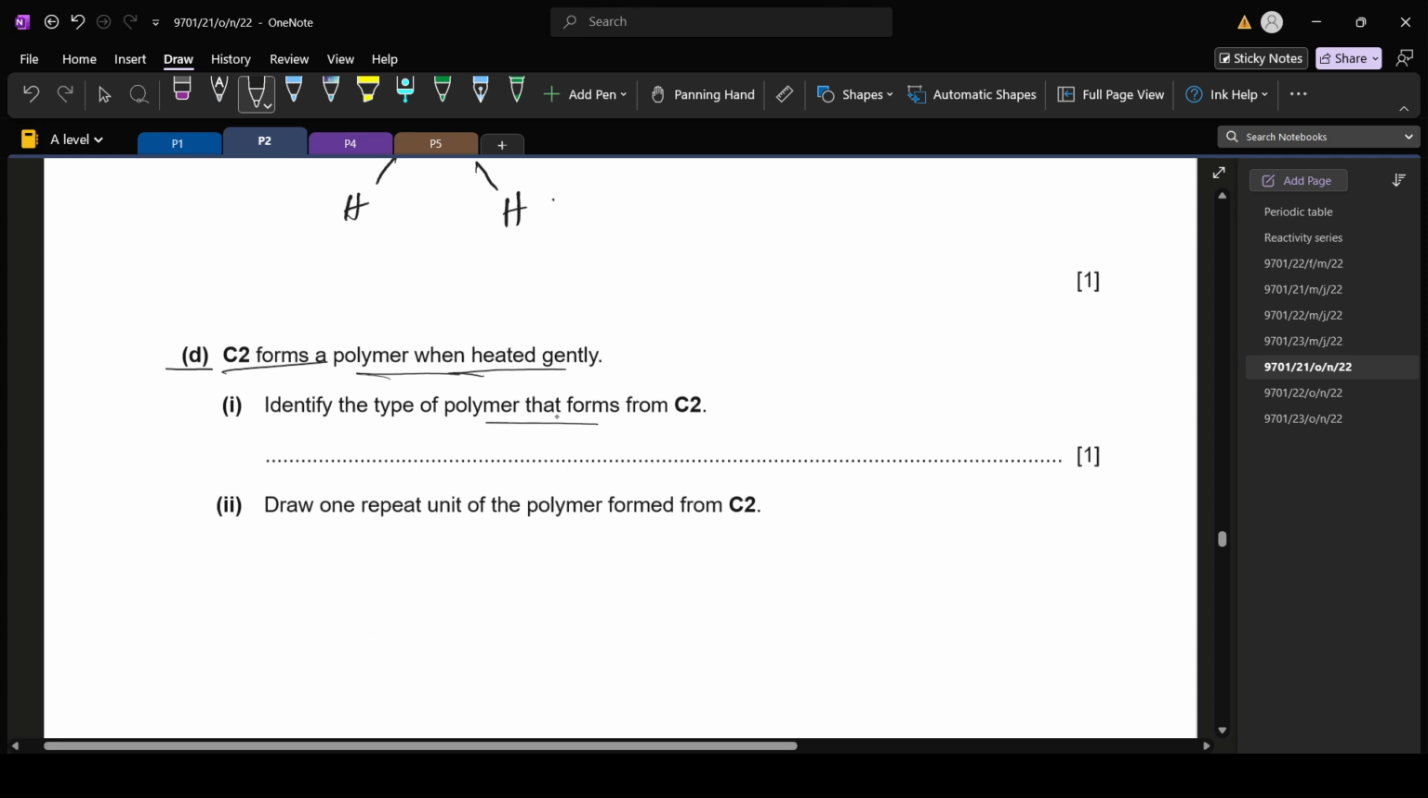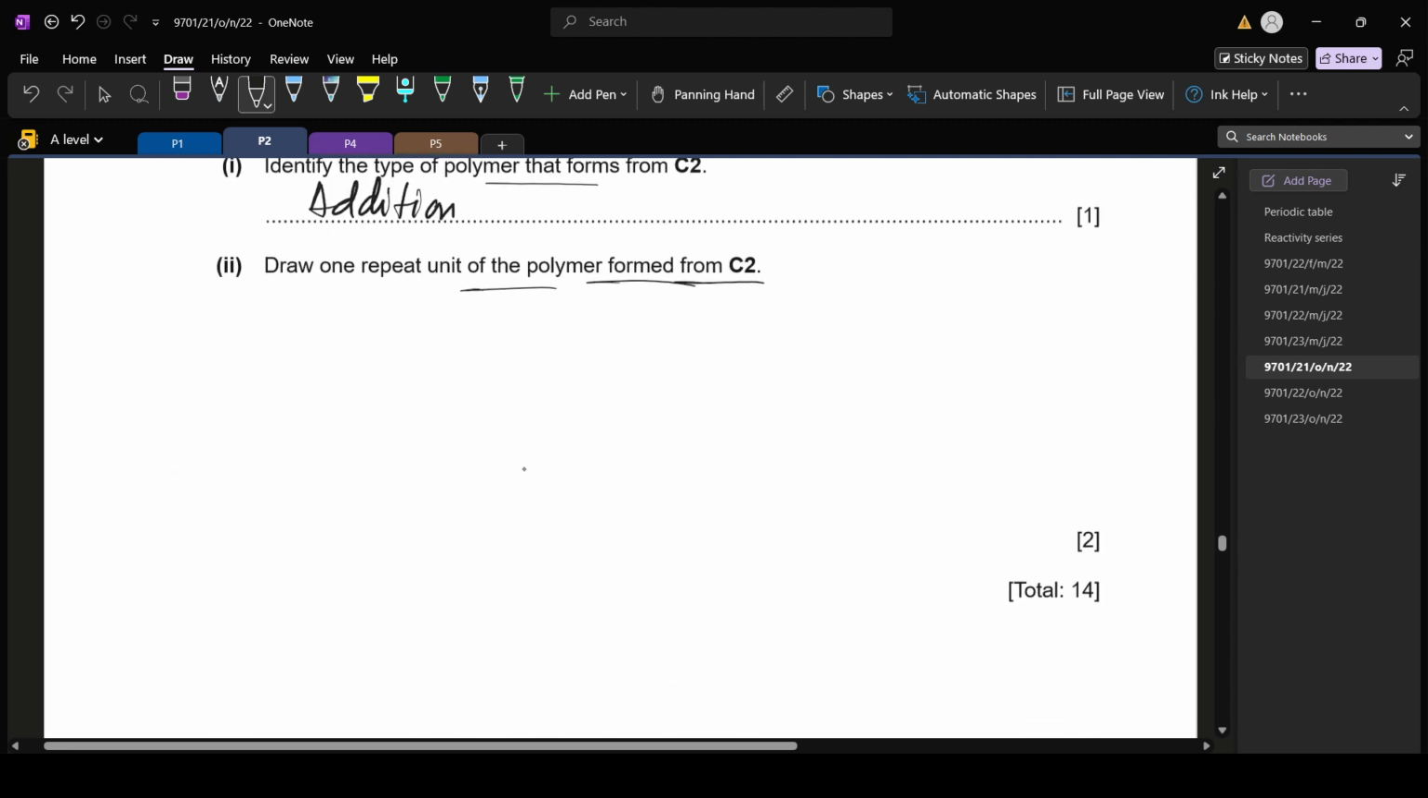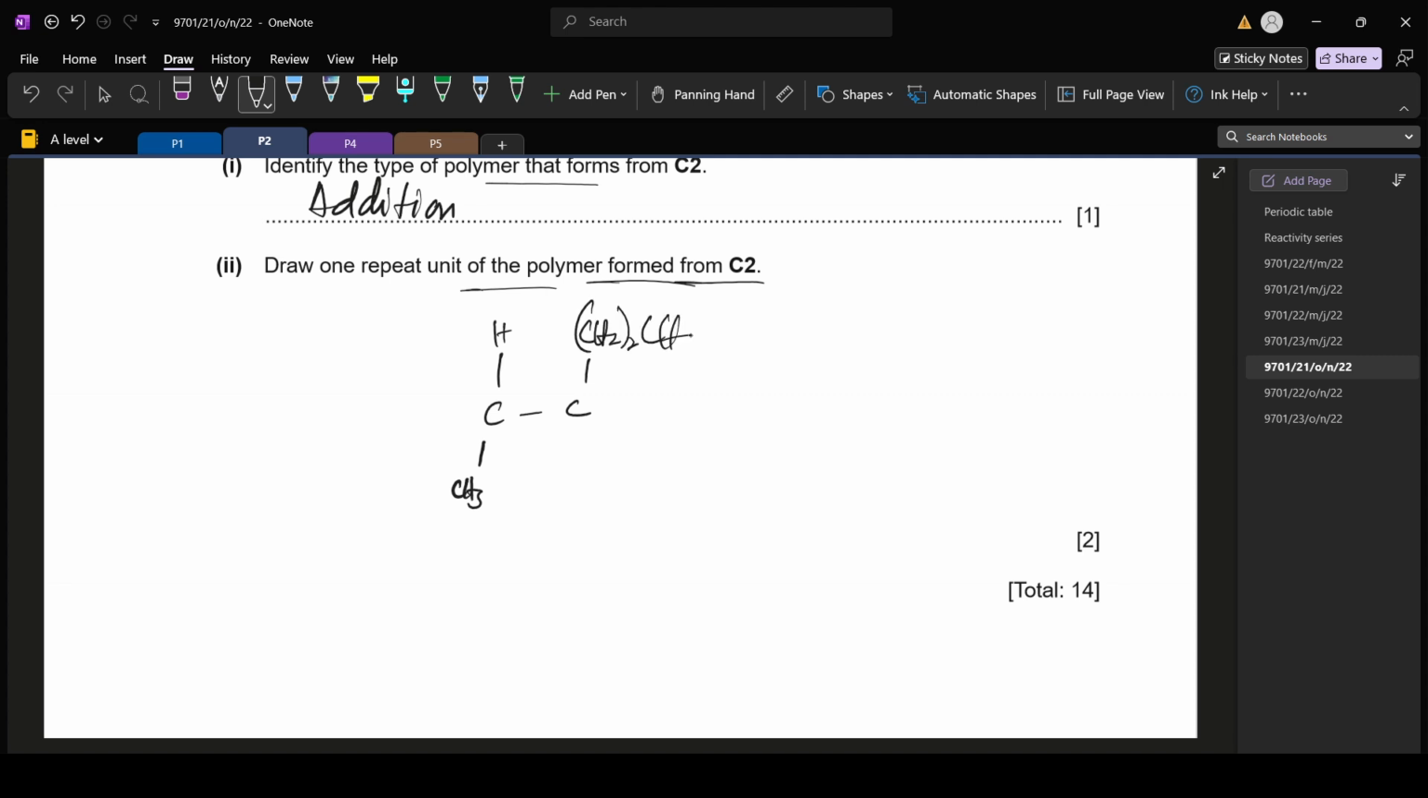Identify the type of polymer that forms, so addition polymerization. Draw one repeat unit of the polymer formed from C2. So the repeat unit is going to be like this: CH3, and CH2, CH3. So this is your repeat unit.